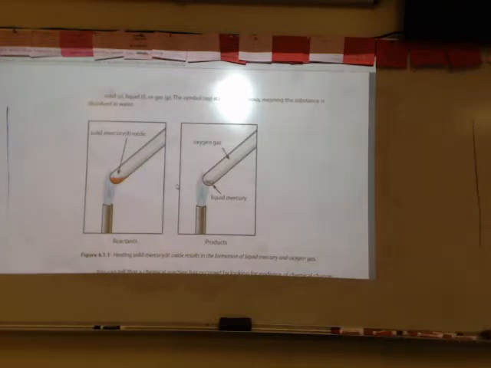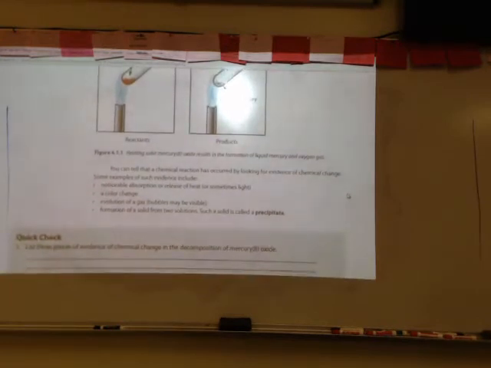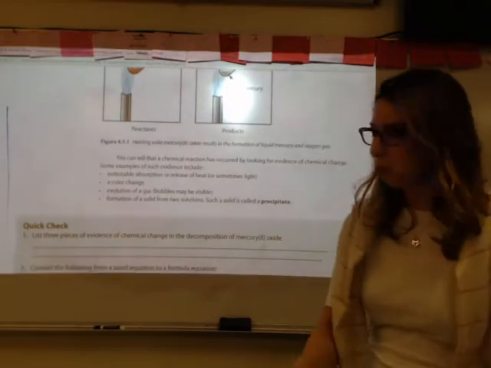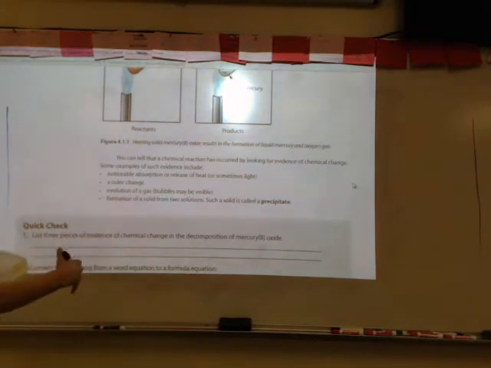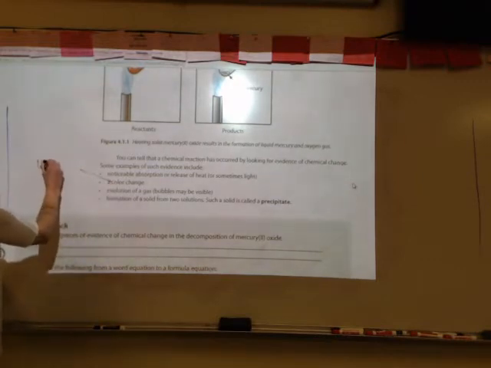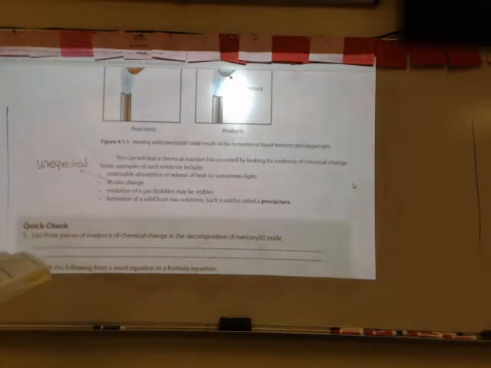You can tell that a chemical reaction has happened by looking for different forms of evidence that there was a chemical change. Some examples of this evidence would be that there is an absorption or releasing of heat. If it absorbs heat, it's going to feel cold. If it releases heat, it's going to feel warm or hot. And sometimes it might release light. You will see an unexpected color change. The evolution of gas, that means you may see bubbles.